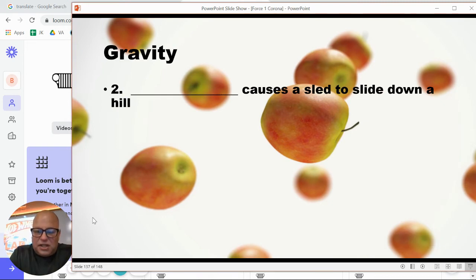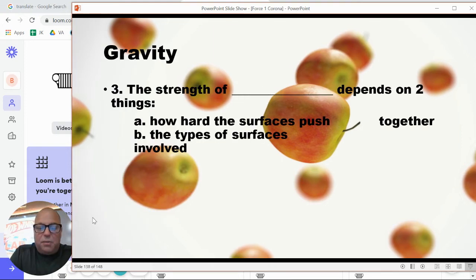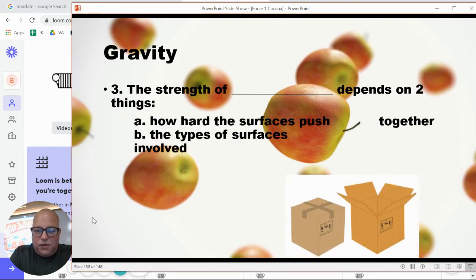Number two, this causes a sled, where's my sled? Here we go. To go down the hill. Well, sure, that answer is gravity, right? If you ever like sledding, skiing, snowboarding, then you like science. Number three, the strength of this, wait for it, depends on two things: how hard the surfaces are pushed together and the type of surfaces involved. And the answer is going to be friction, right?